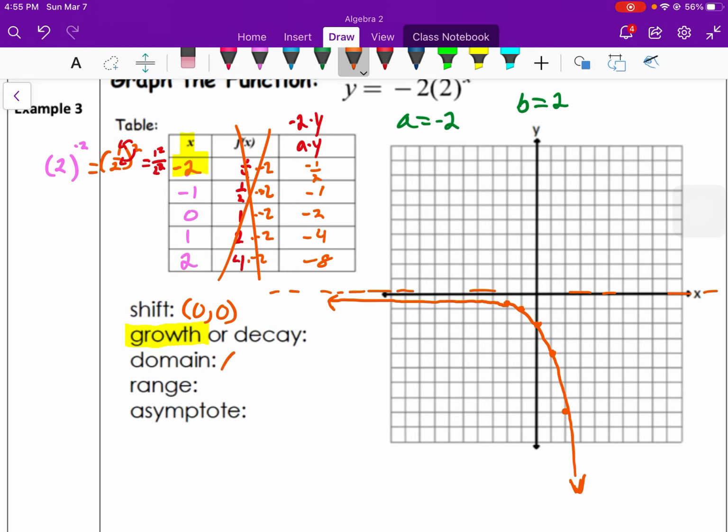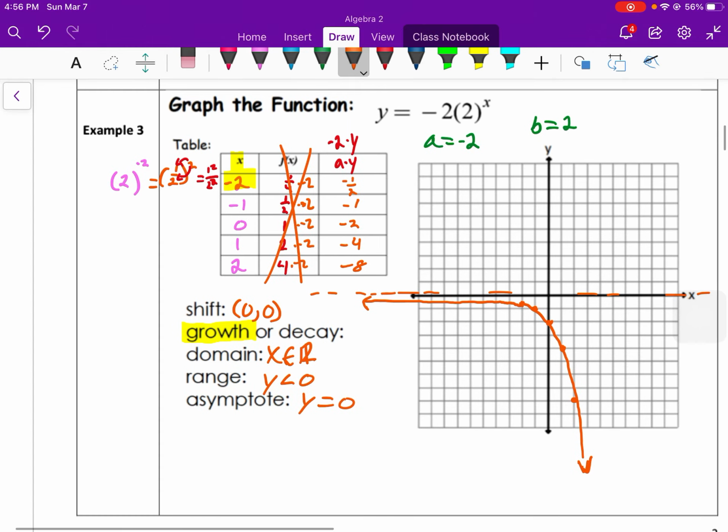So the domain, again, it's going to continue left and right forever. So x is an element of all reals. Y is now less than. If we look at our y values, it's decreasing and starting at a height close to 0. So it's strictly less than 0, and our asymptote, the line is y equals 0. And that's how we go about graphing these functions.